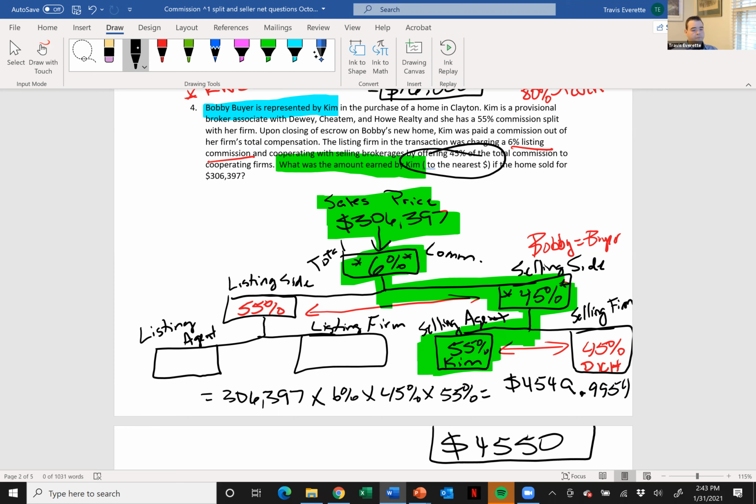$4,550. Follow the tree. Follow the tree.